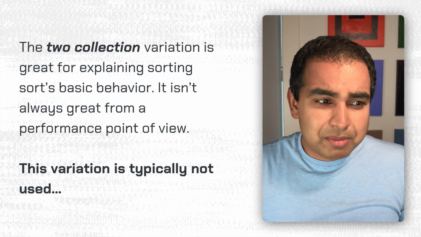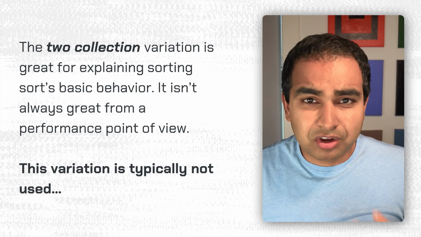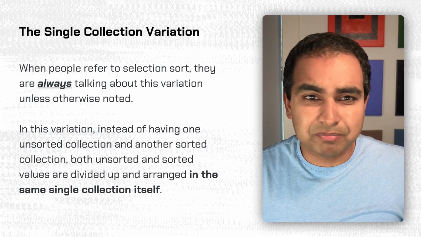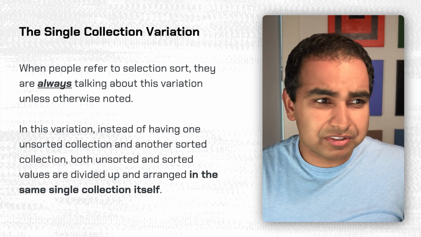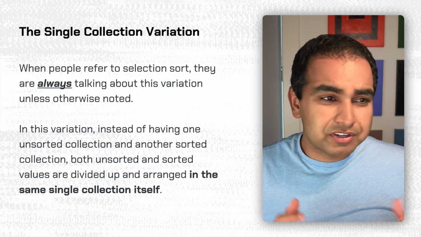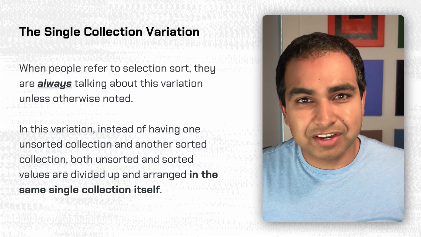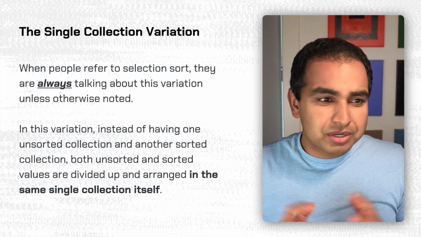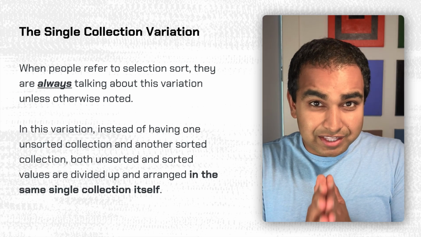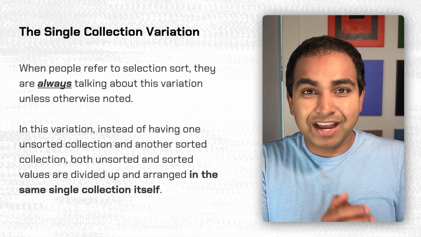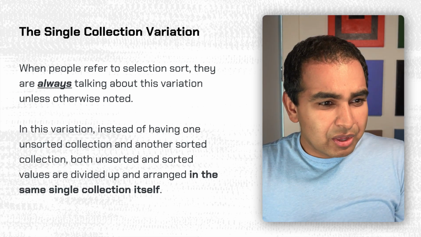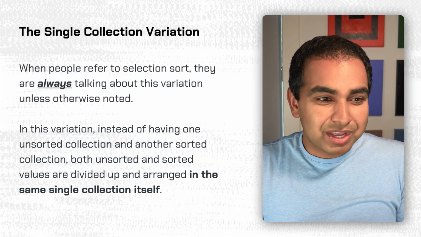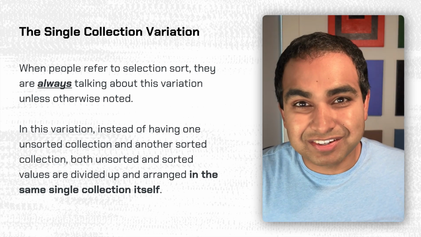And this variation is typically not used. When we talk about selection sort, when you see it in magazines, articles, books, or online as part of algorithms, what we're often referring to is the single collection variation, which is the other variation of selection sort. In this variation, instead of having one collection for unsorted values and another for sorted values, all the values for both sorted and unsorted are divided up and arranged in the same single collection itself.